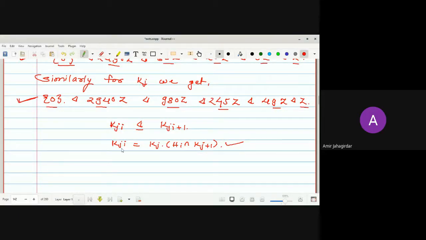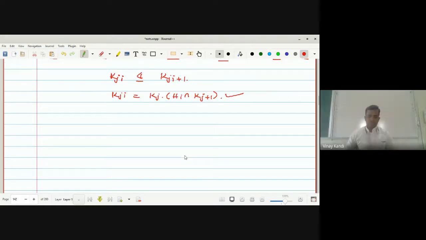Okay, so this is the proof of the series theorem: any two subnormal series have isomorphic refinements. Now the next theorem is the Jordan-Holder theorem.